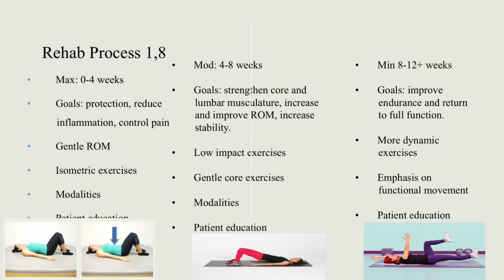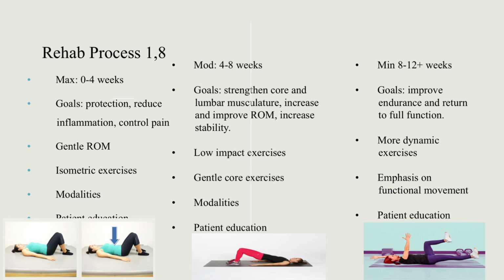All right. So rehab for this disease usually begins with conservative management. Surgery is typically not necessary unless symptoms are unresponsive to the non-surgical treatments. The rehab process will begin with the maximum protection phase, which lasts 4 weeks. The goals in this phase are to protect the affected spinal structures, reduce inflammation, and control pain. There may be an incorporation of isometric exercises and even gentle range of motion exercises like pelvic tilts, as you see in the picture. It's important to use modalities that would decrease inflammation and manage pain.